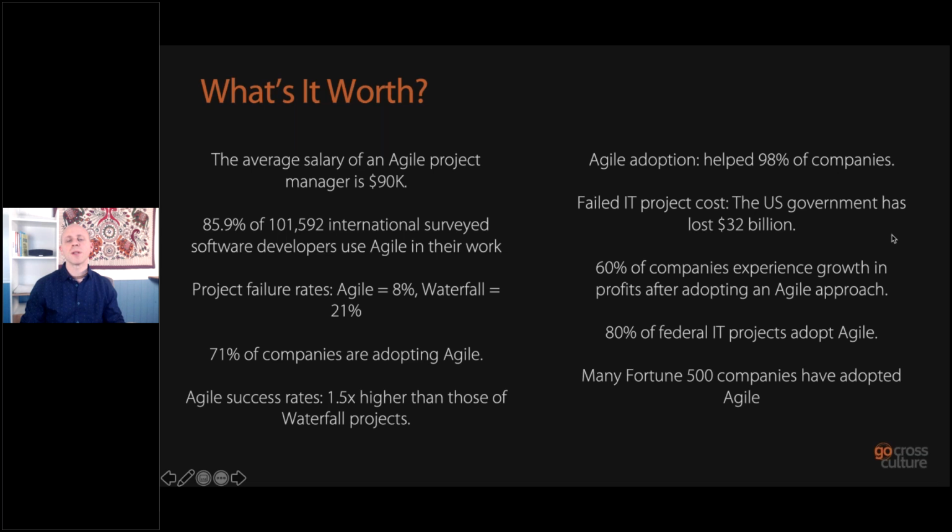Even the US government has saved money if they use Agile. With failed IT projects, they're losing money, and the same thing happens with the UK as well. Recently there was an app for track and trace, and that was a failure. So a lot of money is just poured in and invested and wasted.